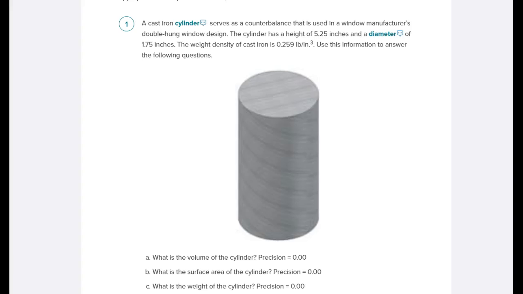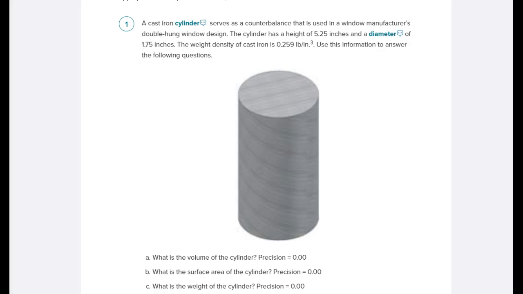Hello, this is Mr. Huff, and I need to review using the G.U.E.S.S strategy to solve problems because some people are having difficulty with this, so I'm going to explain it carefully. So here we go. You start by reading the problem.